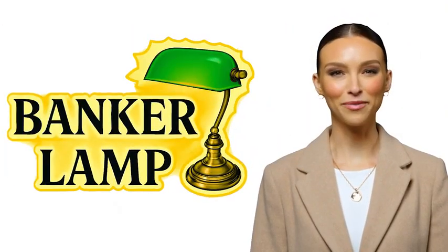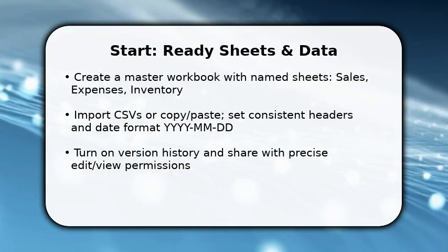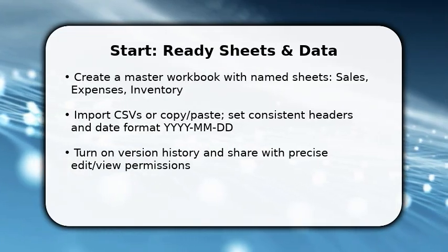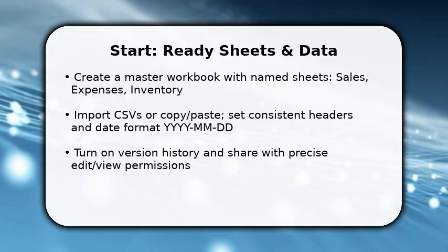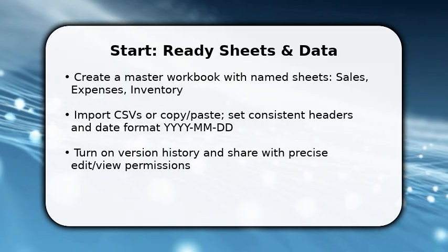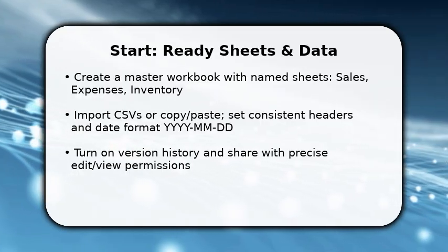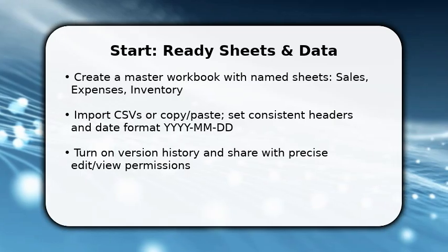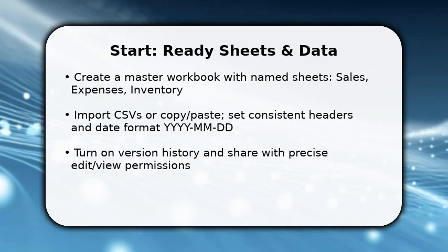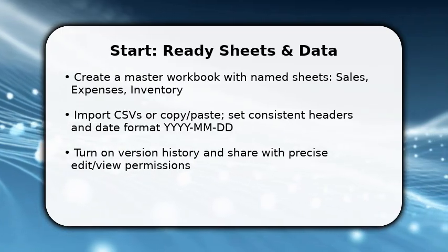Please enjoy the video. You'll begin by structuring a master workbook so data stays usable. First, create sheets named Sales, Expenses, Inventory, and import CSVs or paste raw exports. Once done, standardize headers and set dates to YYYYMMDD so formulas don't break. Make ranges into named ranges and enable version history. This gives you rollback and auditability.